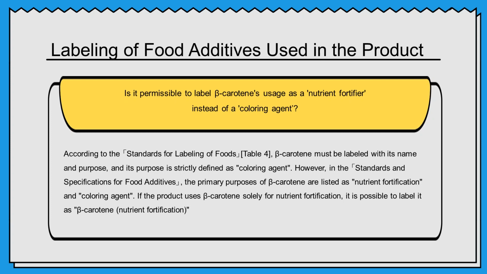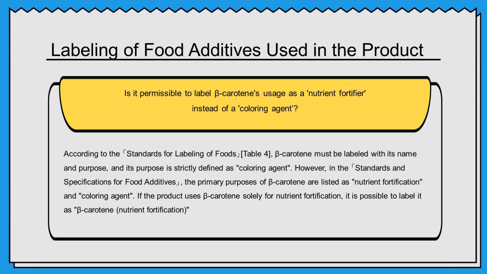Beta-carotene must be labeled with its name and purpose, and its purpose is strictly defined as coloring agent in standards for labeling of foods. However, in the standards and specifications for food additives, the primary purposes of beta-carotene are listed as nutrient fortification and coloring agent. If the product uses beta-carotene solely for nutrient fortification, it is possible to label it as beta-carotene followed by parentheses as nutrient fortification.